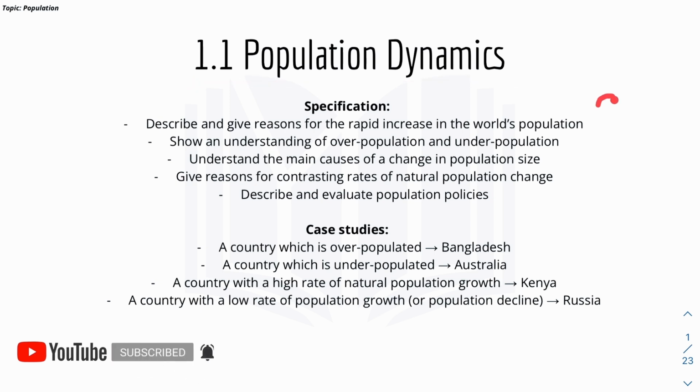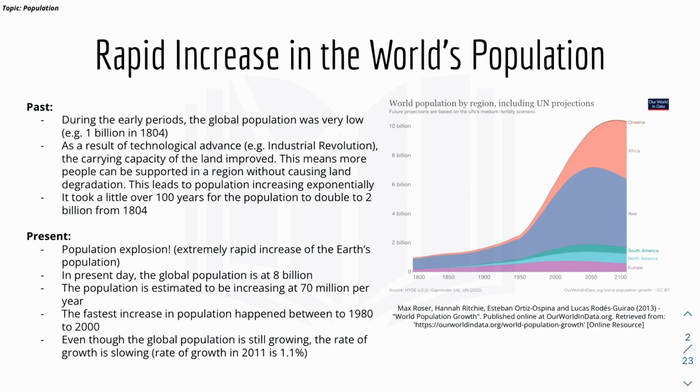And these are the specifications from the CIE website itself. And here are the case studies. There are 4 case studies for a country which is overpopulated, underpopulated, a high natural growth rate, and a low natural growth rate. And we'll start off by looking at the rapid increase in the world's population.